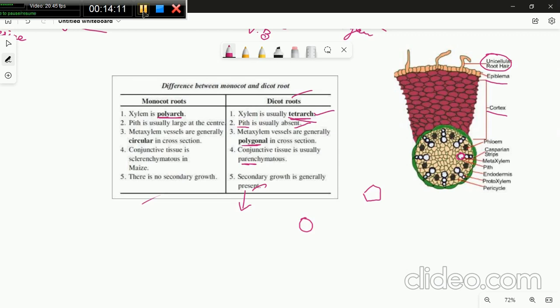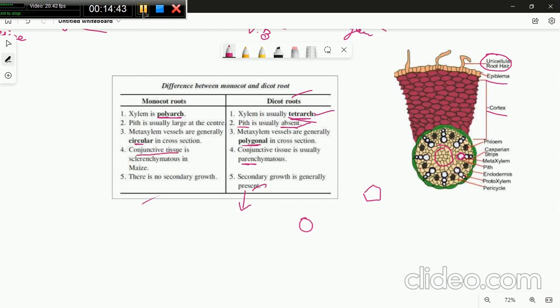At the same time, the pith is usually large at the center. See here, this is the pith. The pith is present here and it is so large, but in the case of the dicot root the pith is usually absent. Now the metaxylem vessels are generally circular in section, but in the case of the dicot root they are polygonal. Understood?